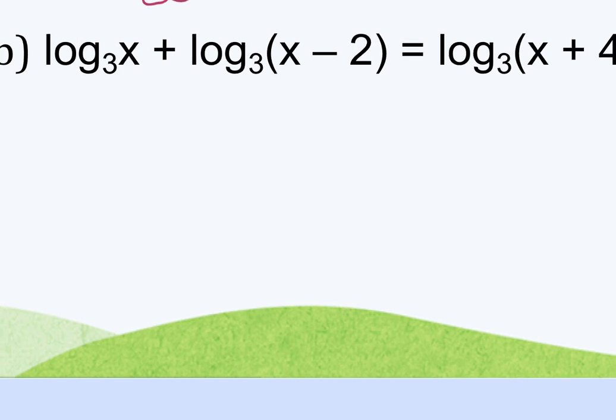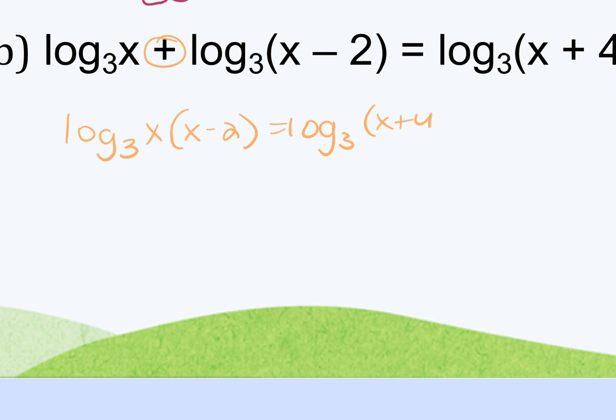I've got more than one log on one side of the equal sign, so what do I have to do to it first? Condense it. This is addition, which means what when you condense? Multiplication. So it's log base 3 of x times x minus 2 equals log base 3 of x plus 4. Now, if I only had one log on one side, I'd convert this to exponential. But I don't. I have 2 logs, which means I use the one-to-one property.